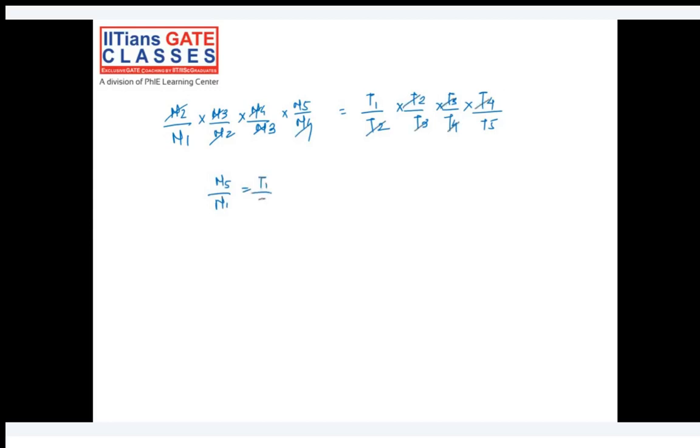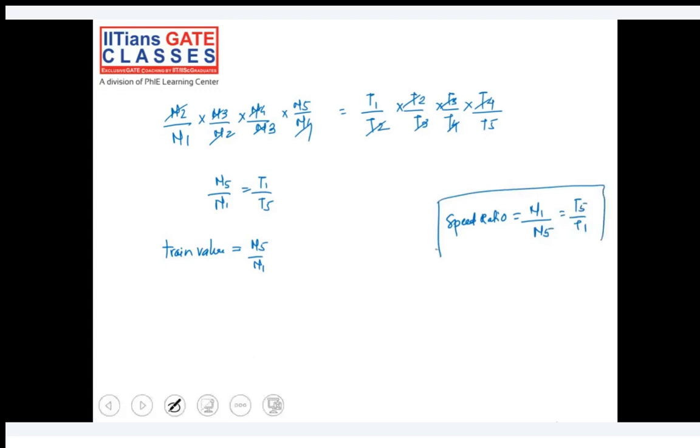So train value, or speed, yeah, train value is what? N5 by N1. Okay, and speed ratio is N1 by N5. What is speed ratio? It is the speed of the driving gear to that of the driven gear, N1 by N5. You can write it as T5 by T1. And the train value in this case is T1 by T5. Okay.